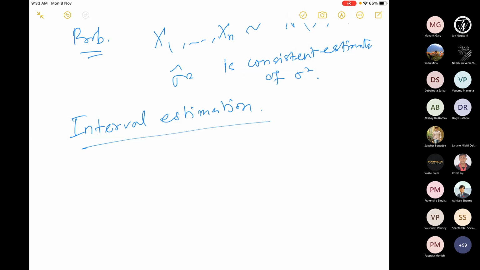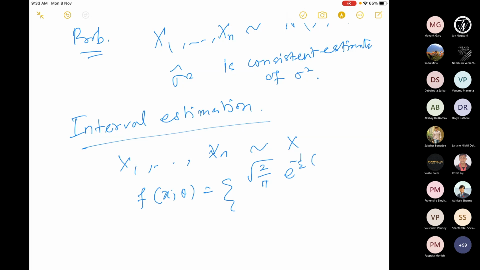Let us say that I have a random sample x1, x2, ..., xn from a population, let's say X. Our PDF is, let's say, f(x, theta) equal to the square root of 2 by pi, e to the power minus half (x minus theta) whole square, for x bigger or equal to theta, and 0 otherwise. A very simple, nice formula.